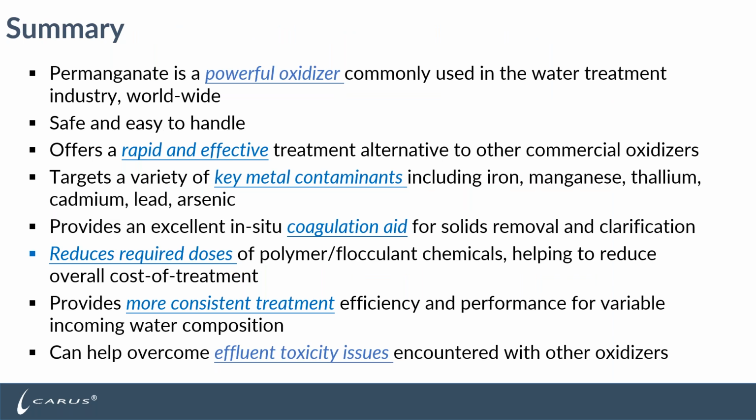So just to briefly summarize the key takeaways from this presentation, permanganate is a powerful oxidizer commonly used in the water treatment industry worldwide. It's safe and easy to handle. It offers a rapid and effective treatment alternative to other common oxidizers. We can target a variety of key metal contaminants, including iron, manganese, thallium, cadmium, lead, arsenic, among others, as well as organic contaminants and sulfide-containing compounds.